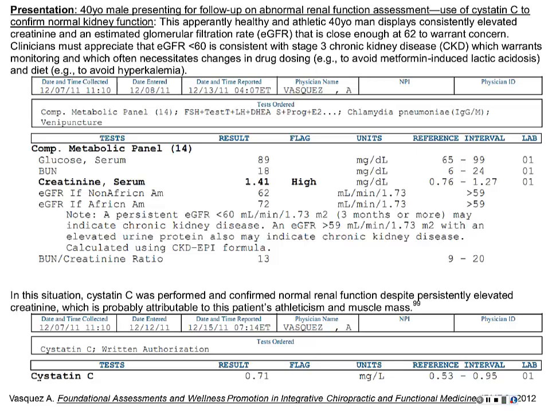So again, we always start with the basics, BUN, creatinine. If creatinine looks suspicious, and we repeat that and it's again suspicious, then I think it's appropriate to go to cystatin C, of course, along with coordinating our evaluation with the patient's physical exam and assessment and diagnoses.